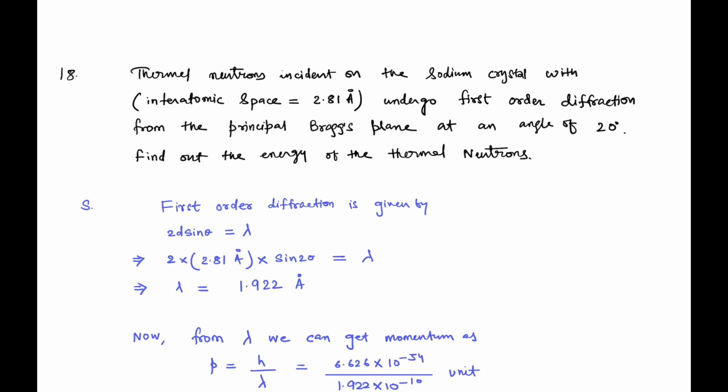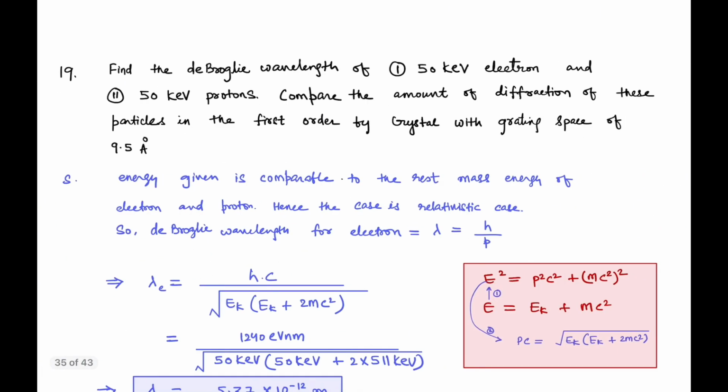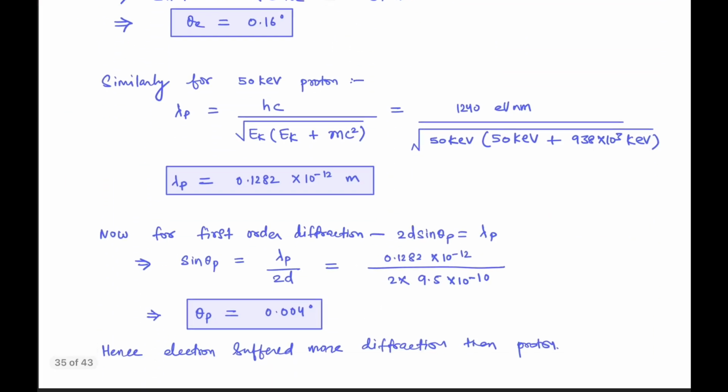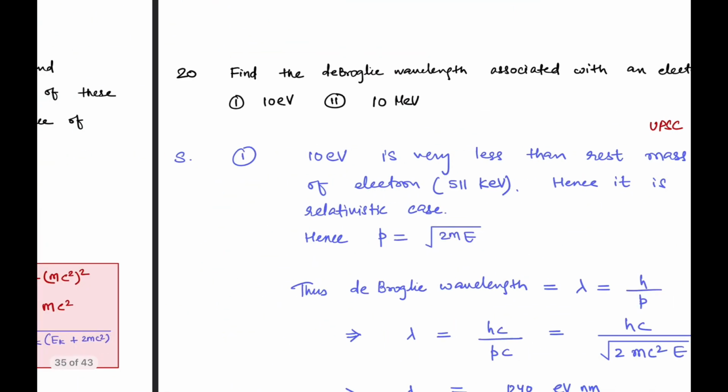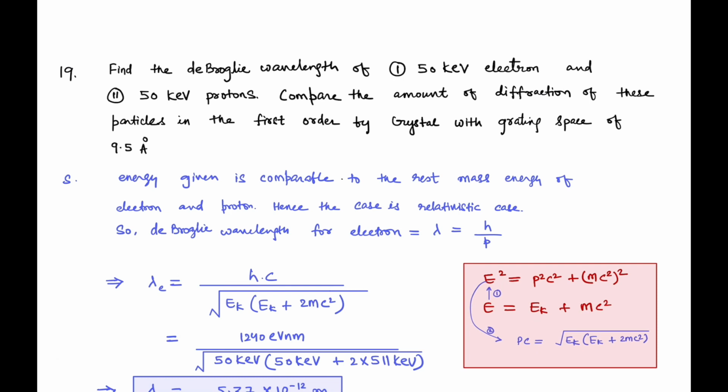It is again on the same topic, that is Bragg's diffraction law. Here we are going to solve something different, so let us start. Find the de Broglie wavelength of a 50 kilo electron volt electron and a 50 kilo electron volt proton, and compare the amount of diffraction of these particles in the first order by a crystal with the grating space of 9.5 angstrom. Here a grating space is also called the interplanar spacing.